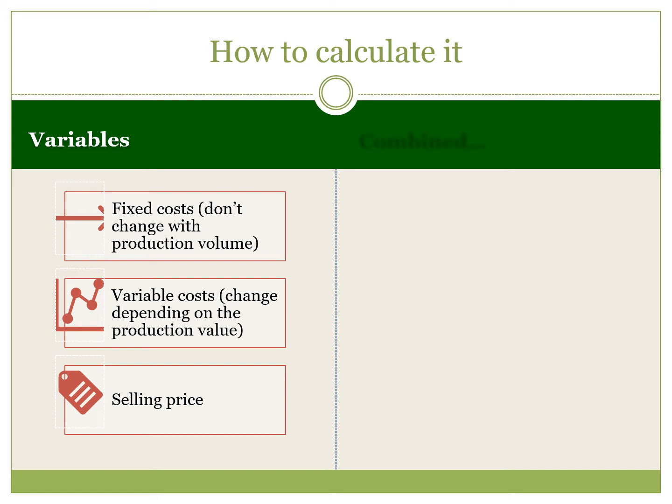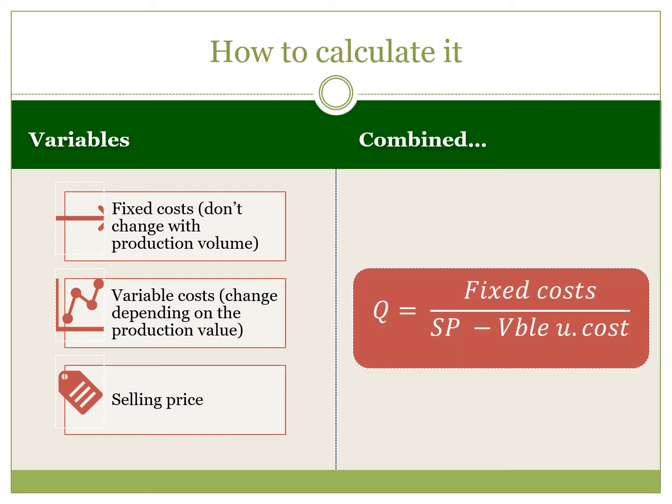So how do we combine these variables into a formula to calculate the break-even point? This is a way to do it. The amount of units, Q, the number of units that the company has to produce and sell to get profit zero is going to be calculated as fixed cost divided by the selling price minus the variable unitary cost. And this is the formula you need for the exercises.